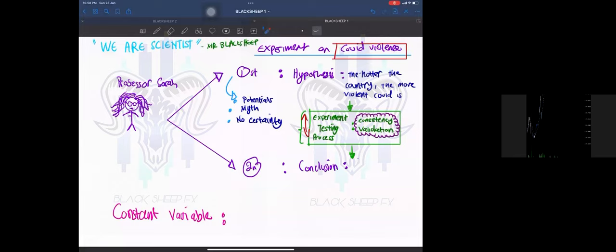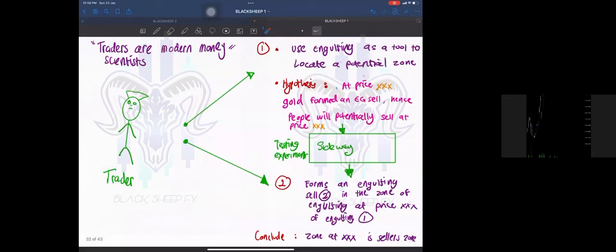So how does this relate to our situation as a trader? So to me, traders are modern money scientists. Technically, if we approach the market as a scientist, we can literally solve a lot of its mystery and its problem.